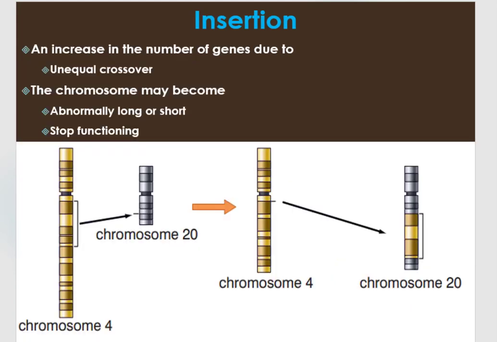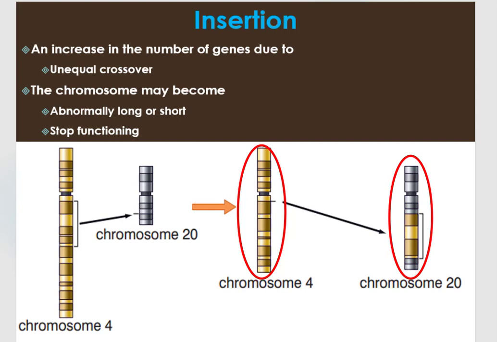The insertion type of mutation describes an increase in the number of genes caused when unequal crossover happens during meiosis. The chromosome may become abnormally long or short and stop functioning as a result. As we can see from the diagram, part of chromosome 4 is cut out and inserted into chromosome 20. In this case, chromosome 4 becomes abnormally short and chromosome 20 becomes abnormally long due to the insertion mutation.